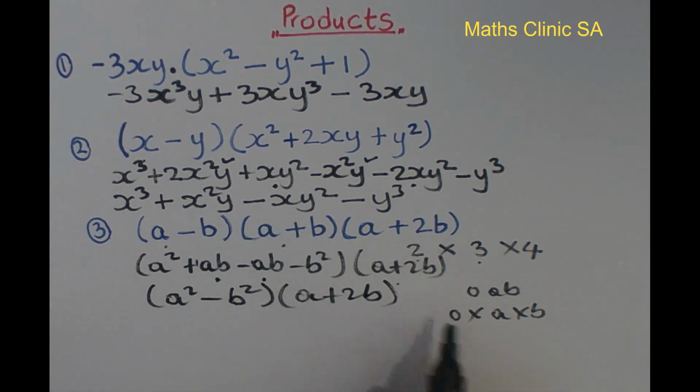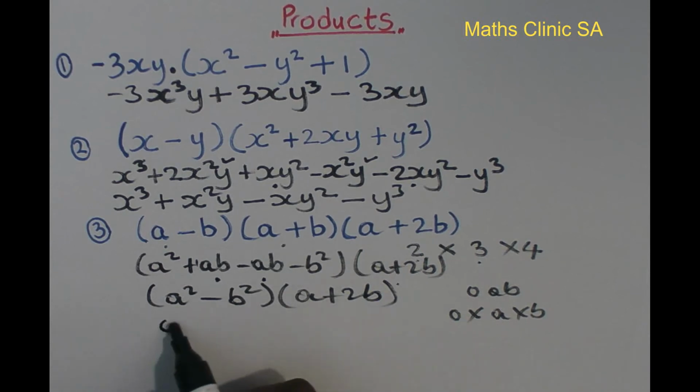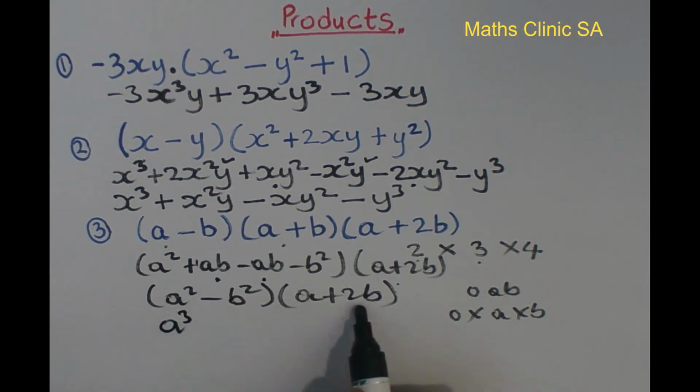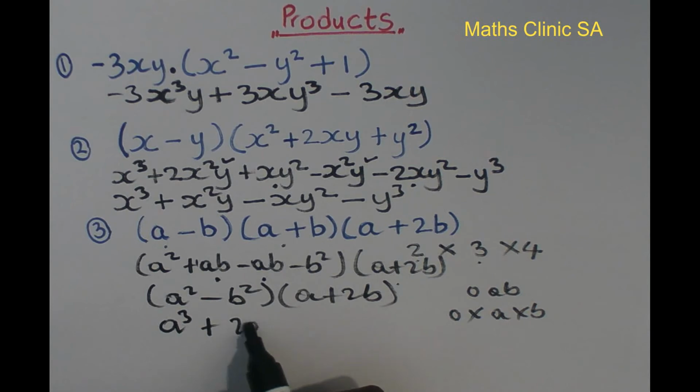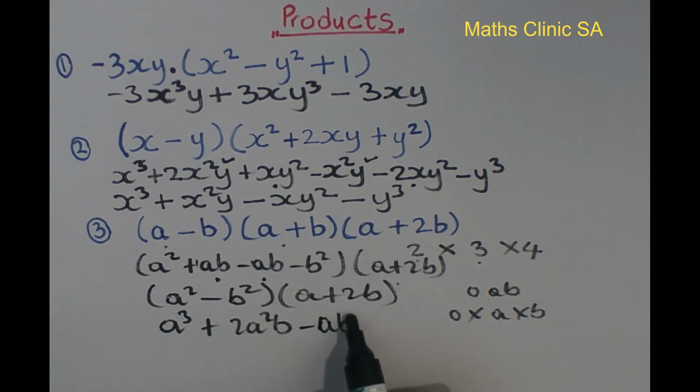So we multiply this with this, same thing. A times a is a cubed. A times 2b is 2a squared b. Okay, we take this one because each time, in this first bracket, we multiply with these ones over there: minus b squared times a is minus ab squared. Minus b times 2b is a negative, it's a positive and a negative, so it's going to be minus 2b cubed.